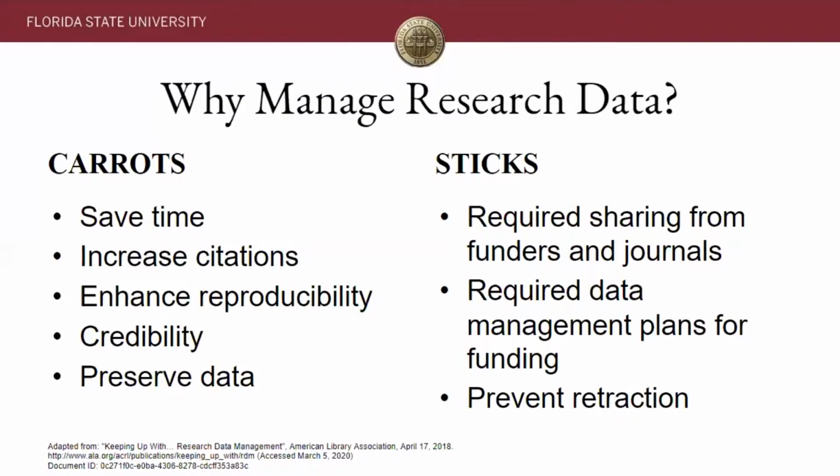And then accessible data protects from retraction. When someone maybe tries to reproduce your work, that data being openly available allows them something to compare it to and validate the work.